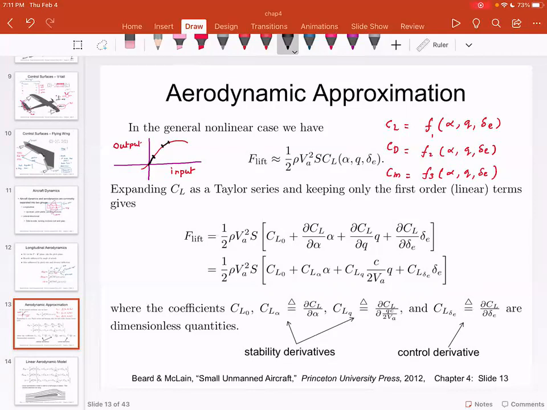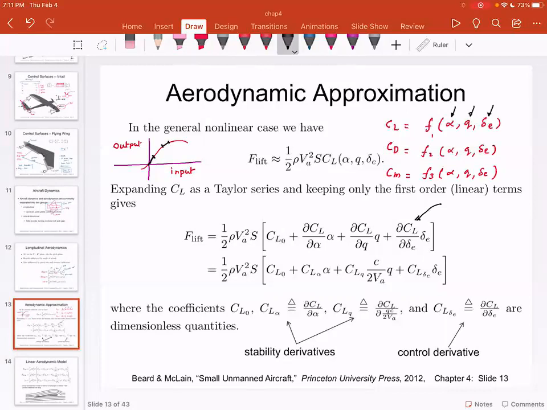There are three parameters: you have alpha, you have Q, and you have delta E. So what I'm going to do is write something called the Jacobian, which will give me the change of CL with respect to change in alpha, change of CL with respect to change in pitch rate, and change of CL with respect to change in the elevator deflection. And that equation is given over here.